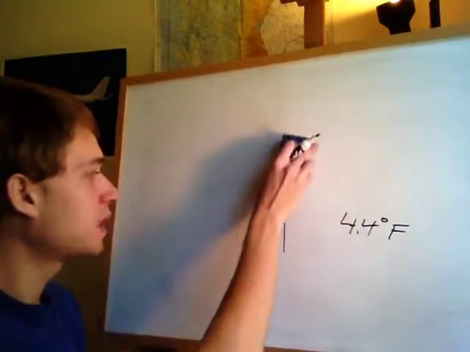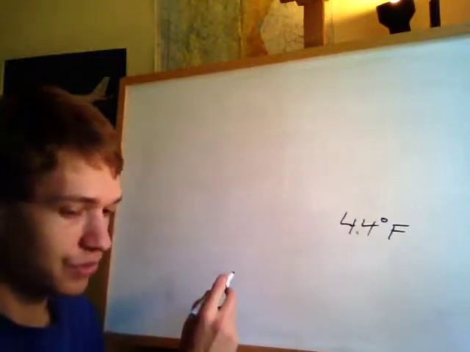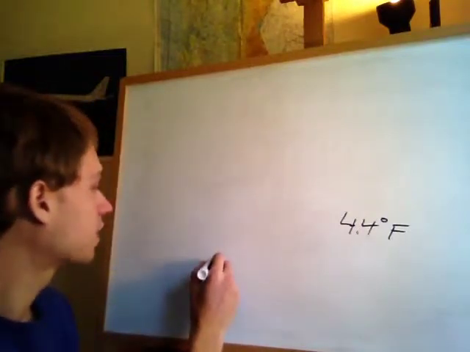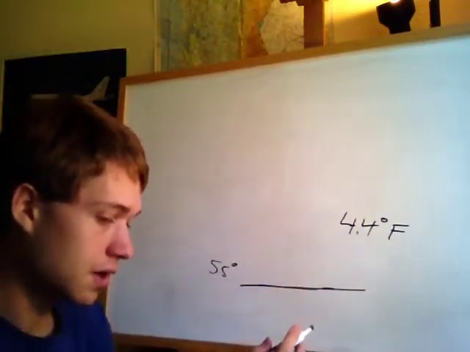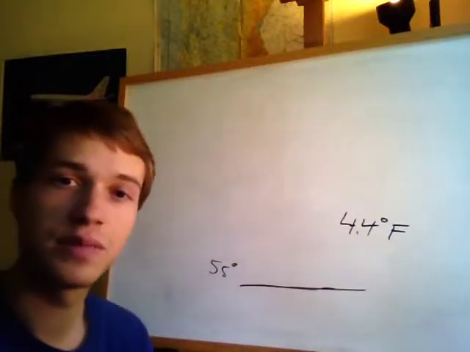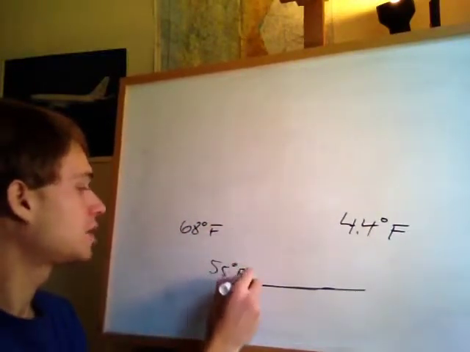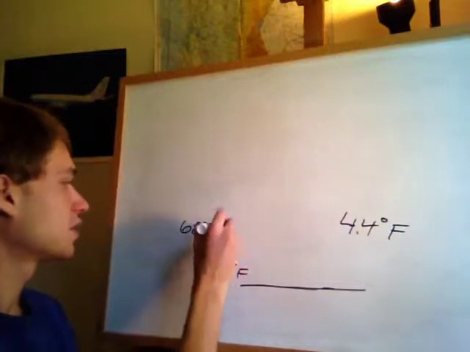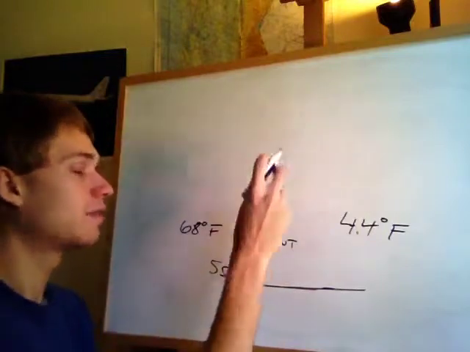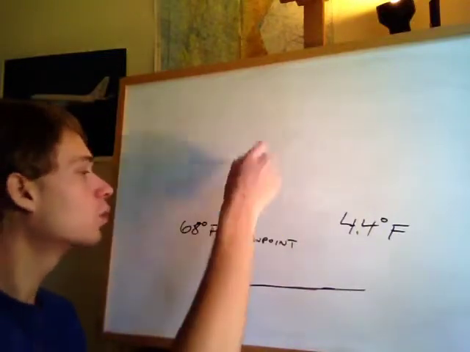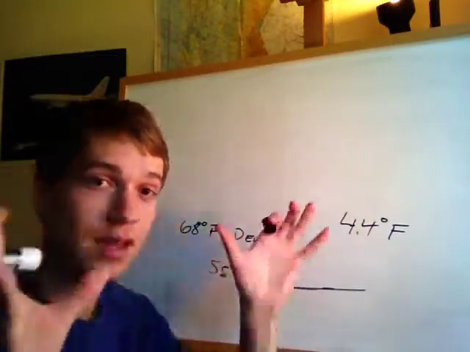Okay, so what does that mean then? Let's say that we have air that is at, let's say 55 degrees Fahrenheit down here on the surface, and if the dew point is said to be 68 degrees Fahrenheit, and the temperature is 55 degrees, we can actually figure out at what elevation the temperature will have cooled to the point where the dew point is. And then that is going to be the elevation at which the base of the clouds form.